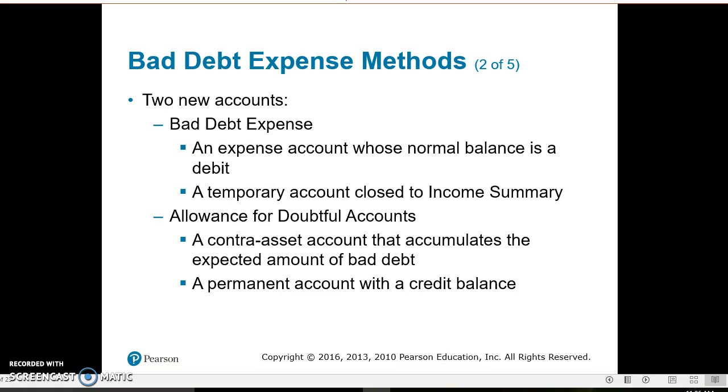There are two new accounts we're going to deal with. One is bad debt expense. This has an expense as a normal debit balance. It works just like any other expense, is temporary and is closed into the income summary. Our other one is allowance for doubtful accounts, and this is a permanent account that is going to be a contra account for accounts receivable. So it's going to accumulate all the money that we think is bad debt, or what we expect to be a bad debt, and it's going to directly decrease accounts receivable.